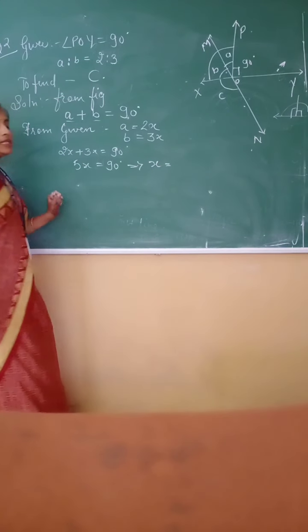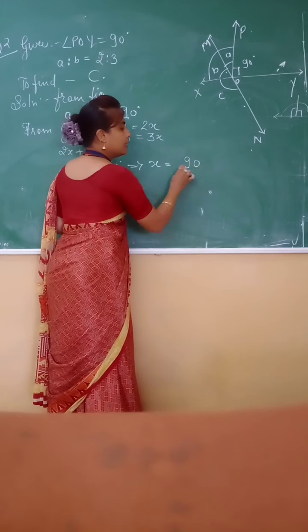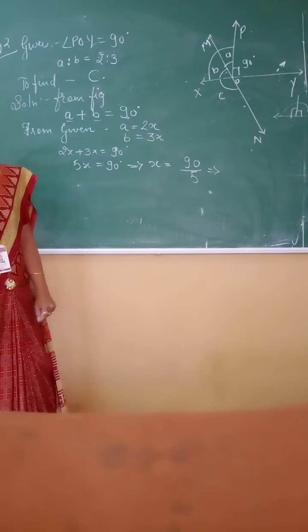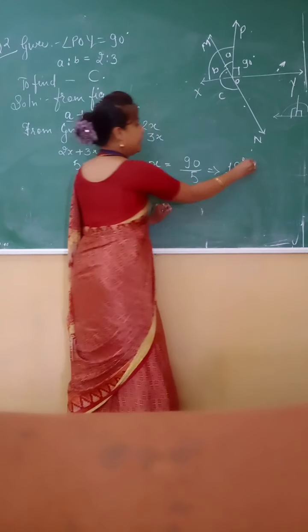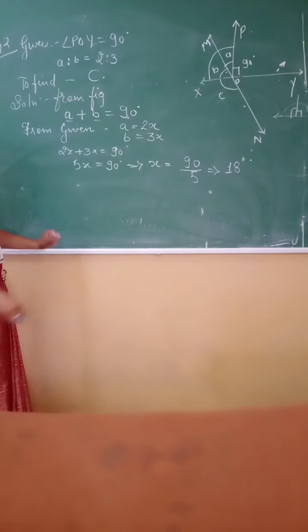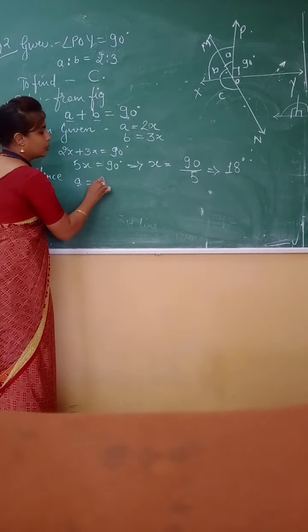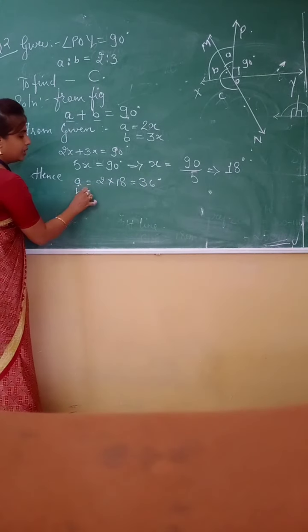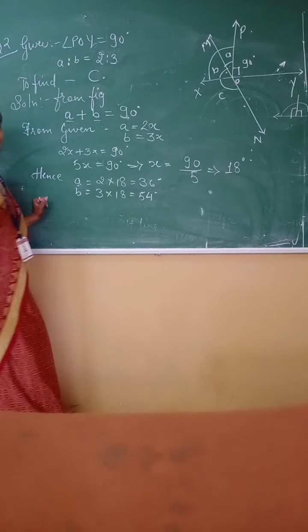So the value of x will be equal to 90 upon 5. 90 upon 5 means what is its measure? Yes, it is 18 degrees. So x is 18 degrees. Hence, angle A will be equal to 2 into 18, that is 36. And angle B is equal to 3 into 18, that is 54.